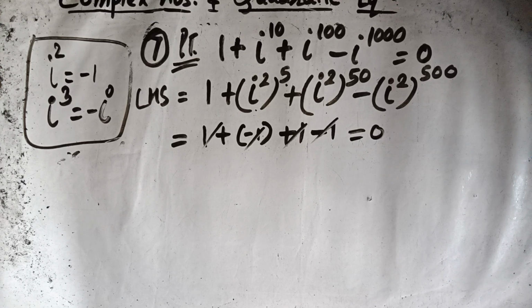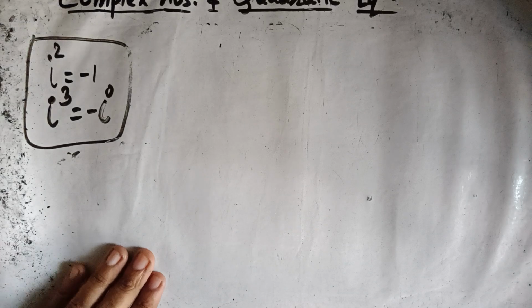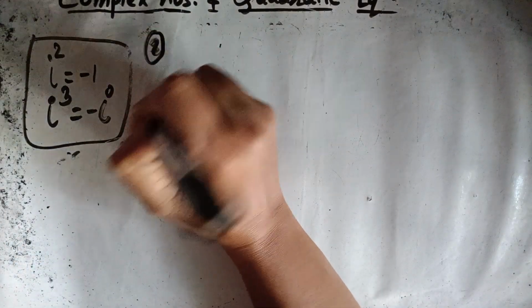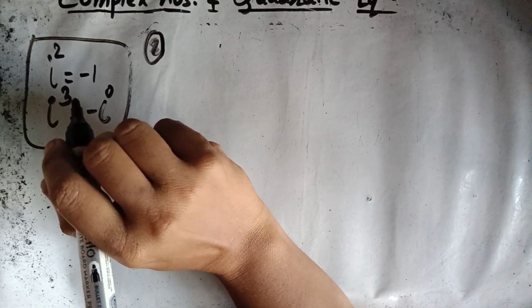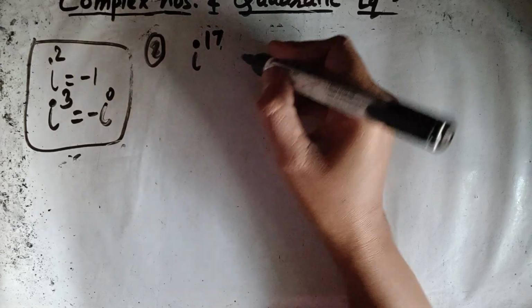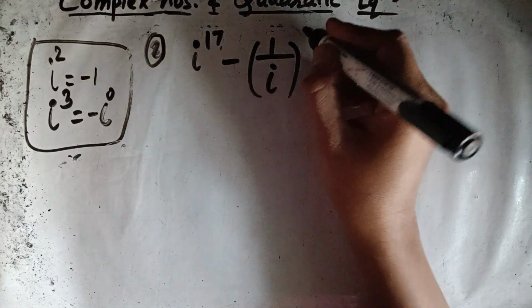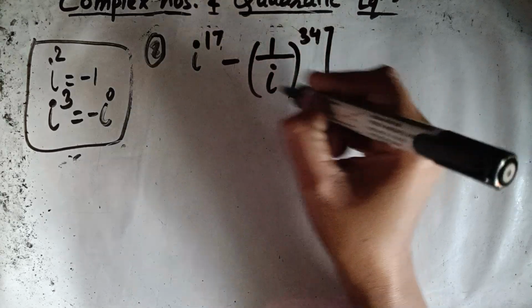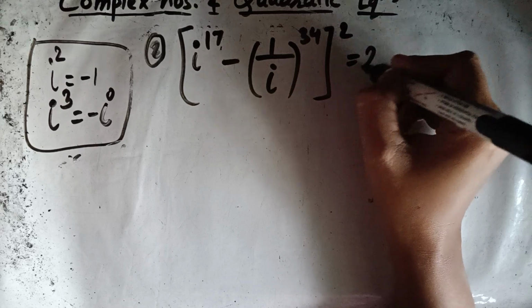Okay, so some more examples. To prove that (i raised to 17 minus 1 upon i raised to 34) whole square is equal to 2i.